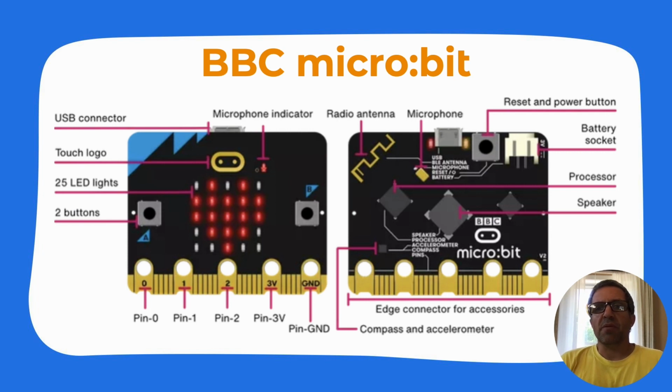There's the microphone on the back, there's the speaker, you see the processor, and I believe the temperature measurement is still made within the processor, so that's where that occurs. There's a compass and an accelerometer, and then toward the top you'll see the USB connector, the power button, and then the socket where you would connect the battery or other power connection.